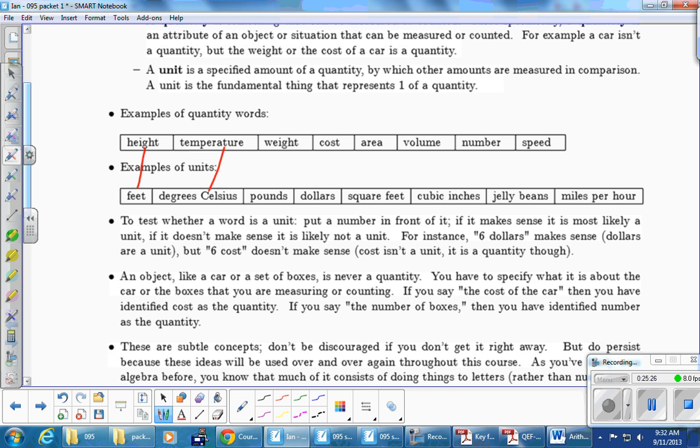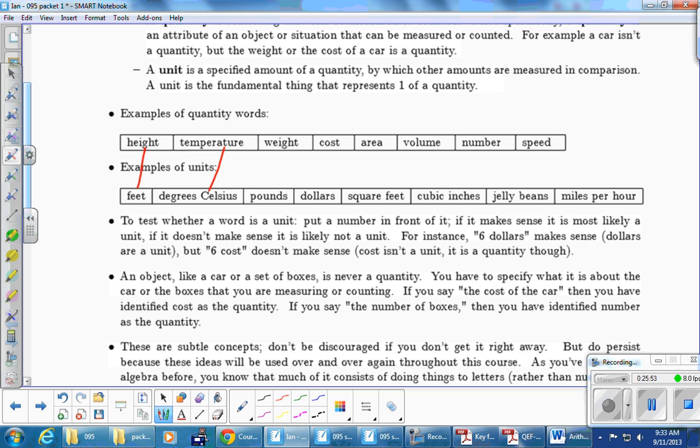And then one more thing here. If you are not clear whether a word is a quantity or a unit and you don't know which one it is, we can go with that thing that we discovered to test if a word is a unit. Try sticking a number in front of it. If it makes sense, you probably have a unit on your hands. If it doesn't, it's not a unit. For example, does 6 feet make sense? Yes. Does 6 height make sense? No. Feet is a unit word.